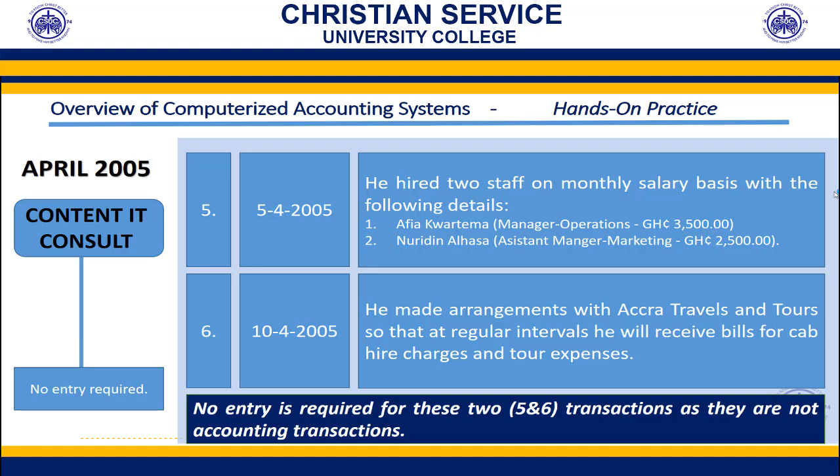So the next one, which is he made arrangement with Accra Travels and Tours so that at regular intervals he will receive bills for cab hire charges and tour expense. These are transactions that will be later on worked on because they have not affected our accounts in any way.